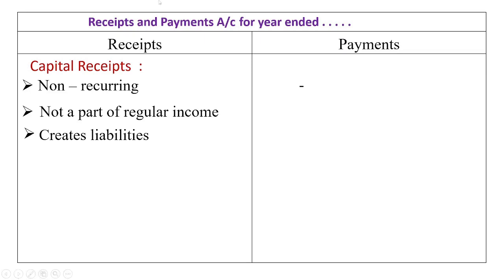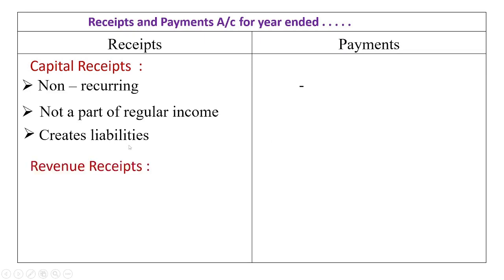First one, non-recurring. Second one, not a part of regular income. Third, creates liability. For example, a bank loan. A bank loan is one kind of liability. Thereafter, various kinds of special donations, that is, donation received for a building, etc. So these are capital receipts.